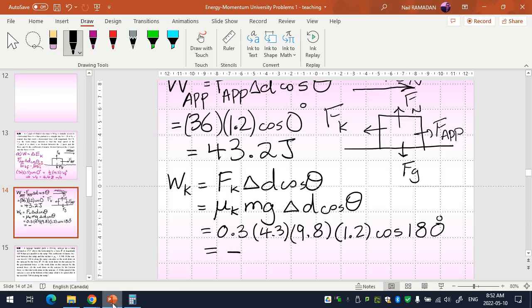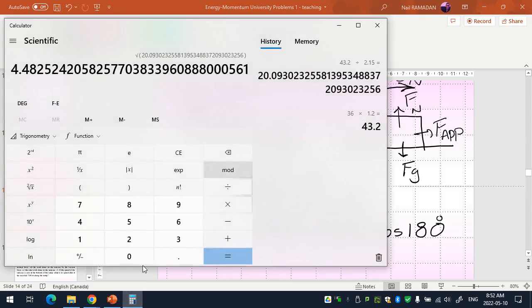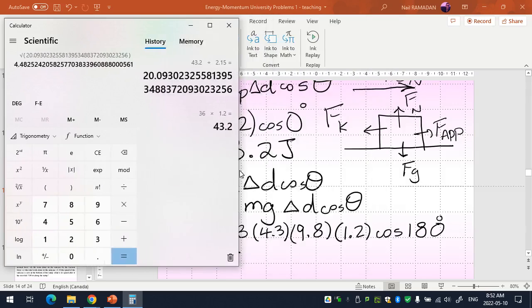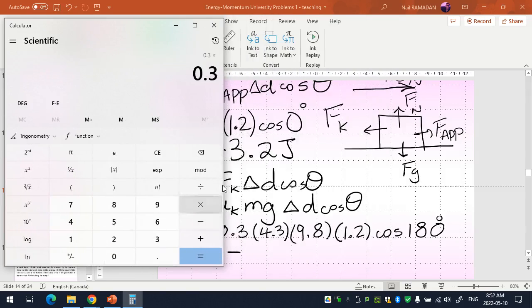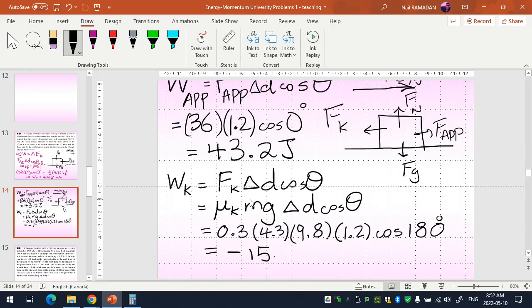I don't know. Let's calculate that. So I need to multiply. Obviously, this is negative 1. It's already done. So this times that times that. Okay, so it is 0.3 times 4.3 times 9.8 times 1.2. How many people got, well, obviously, negative 15.17. So negative 15.17 joules.